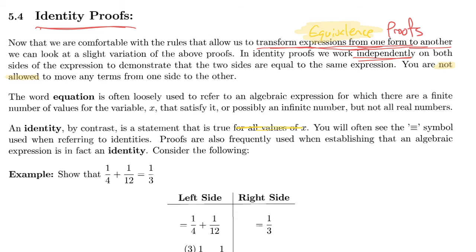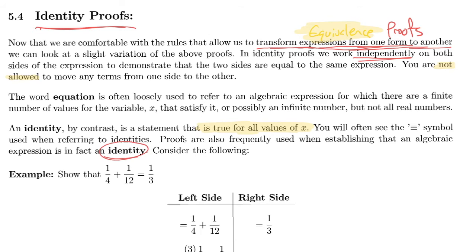Whoops, sorry, I was expecting that to be a highlighter. Let me go through and erase that, and then we'll go back to this. True for all values of x, all of them, across all of the real numbers. Sometimes you're going to see that symbol with the lines when referring to identities. Proofs are also frequently used when establishing that an algebraic expression is in fact an identity.